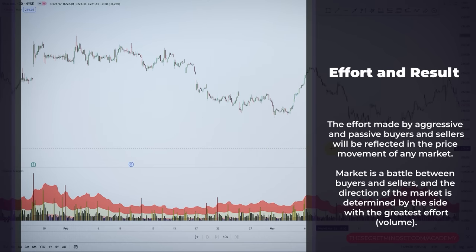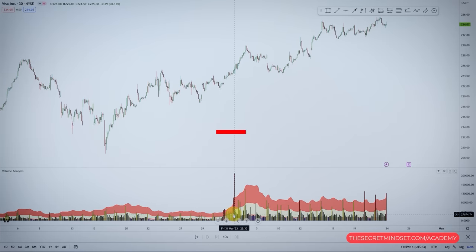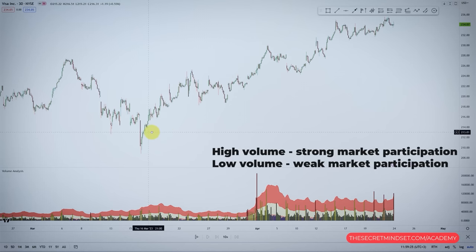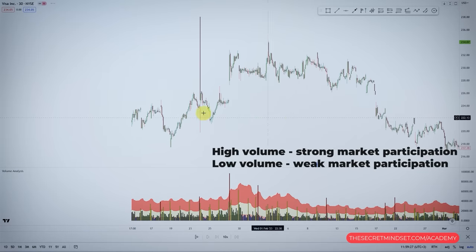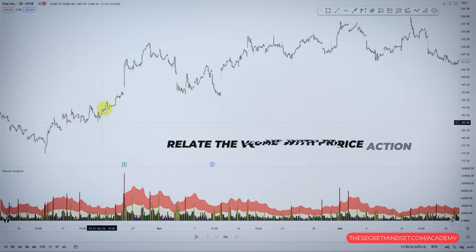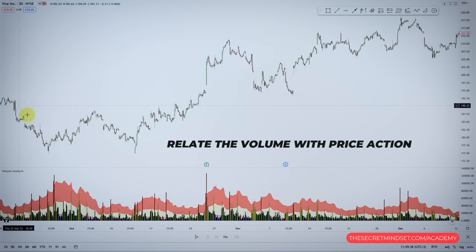The principle is based on the idea that the market is a battle between buyers and sellers, and the direction of the market is determined by the side with the greatest effort, which is represented by the volume. High volume indicates strong market participation, while low volume, weak market participation. Volume is very important because it provides insight into market sentiment and future price movements. And it's not difficult to understand it once you learn the basic principles of supply and demand. This simply requires you to relate the volume with the price action.